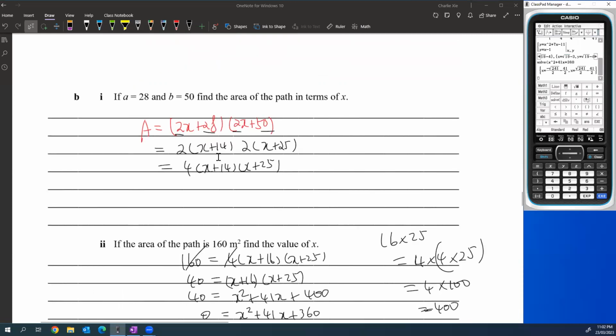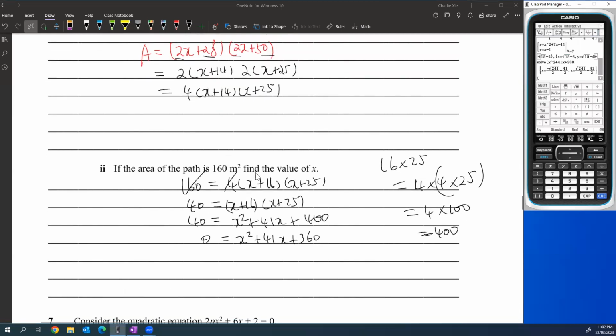2x plus 28, x plus 14. Yes, x plus 14. My bad. So 14 plus 25, that's 39x. So it will be 39x. Okay. All right. That seems easier. 39 is a multiple of 3, so it looks more reasonable to me. Let's change to 39.